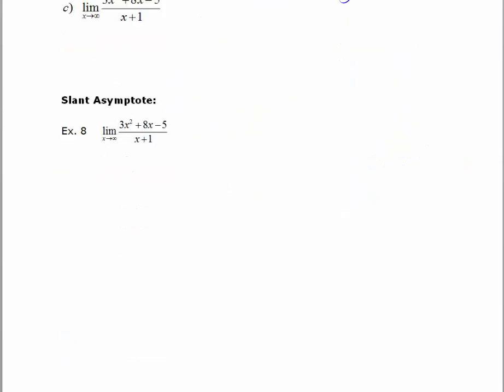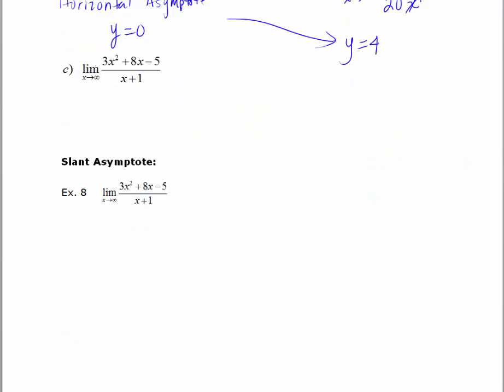Let's look at the third, c. We'll rewrite. We're going to infinity. We have a rational function. We get the limit as x approaches infinity of 3x squared over x. When we reduce, we get the limit as x approaches infinity of 3x, which is infinity. So if as x approaches infinity the function does not approach a finite value, there is no horizontal asymptote.